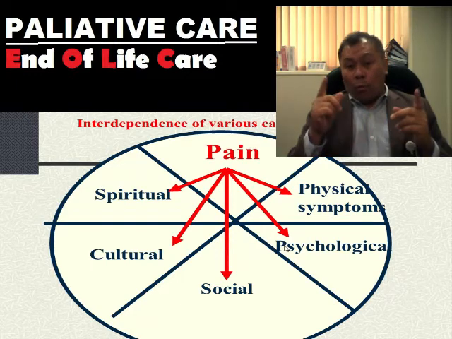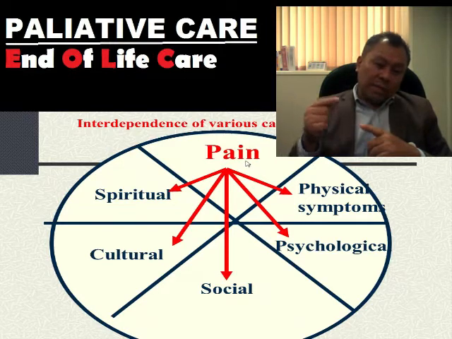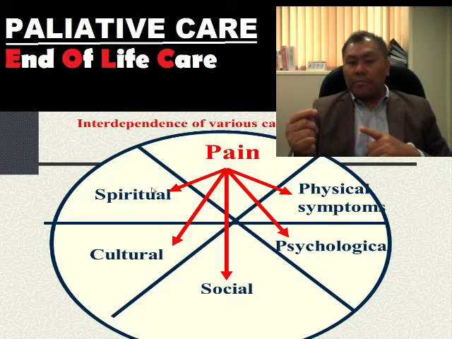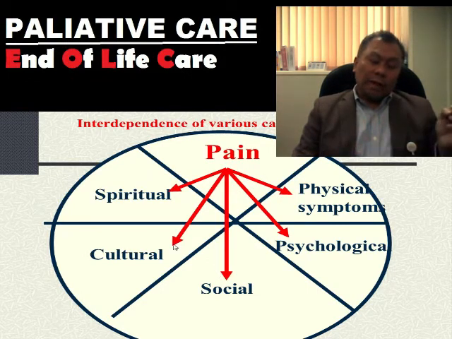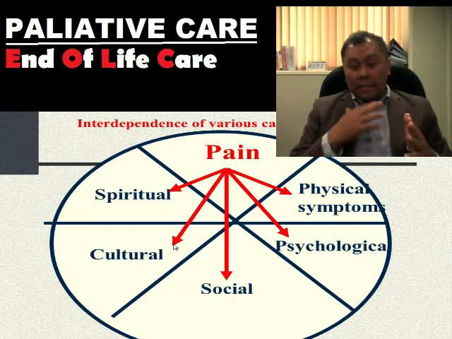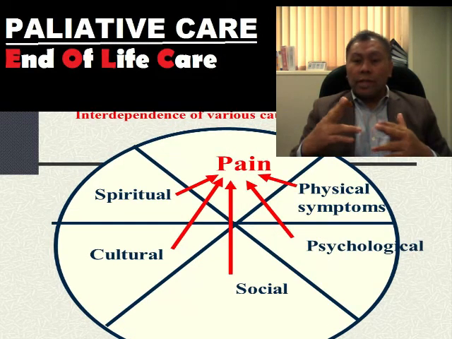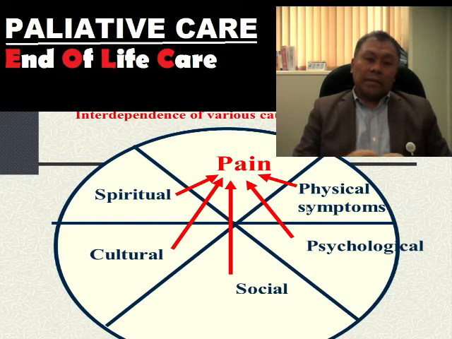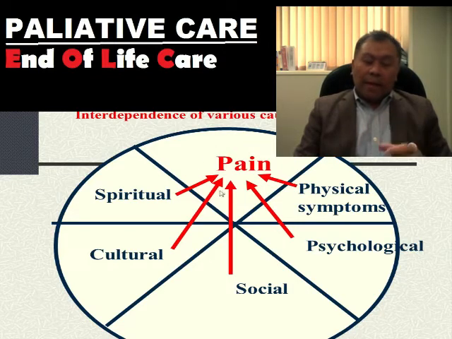We have the one segment of pain. Pain will influence the spiritual, the physical symptoms, pain to psychological, pain to social, and then pain to cultural. So when you say interdependence, this goes both ways, vice versa. So spiritual may cause pain, cultural may influence pain also, as well as social, psychological, and physical symptoms. That will point to the total suffering that will cause the pain of the terminally ill patient.